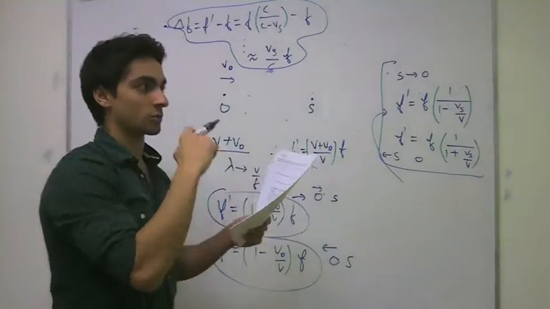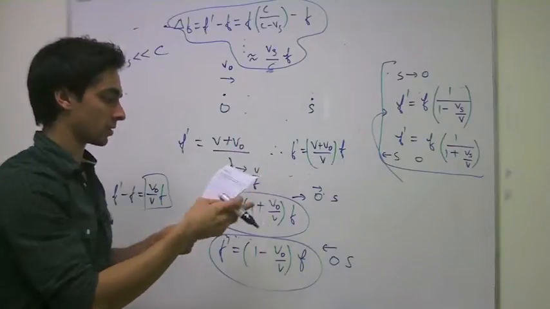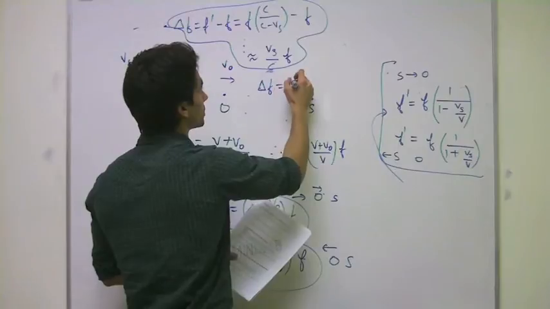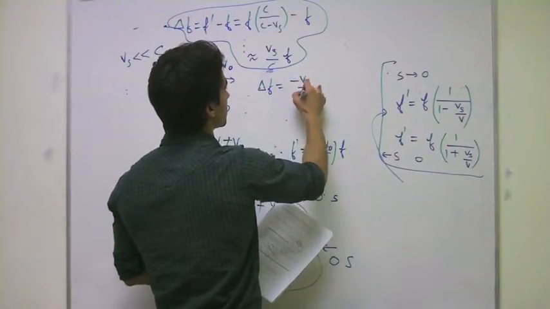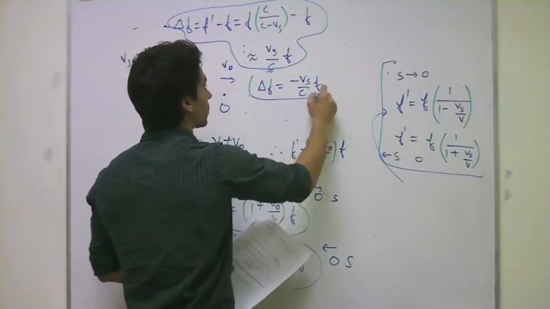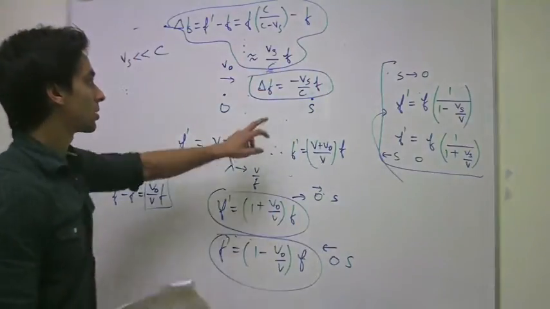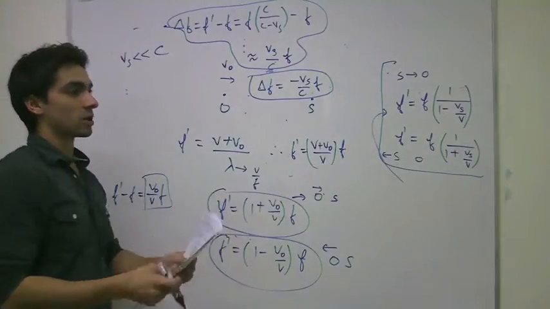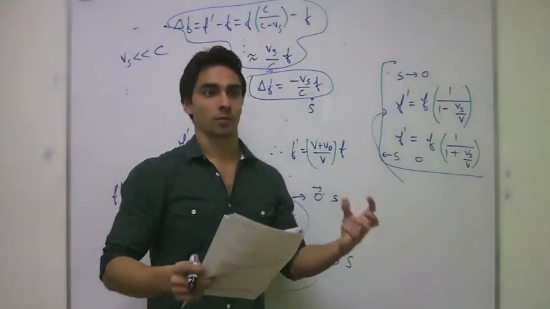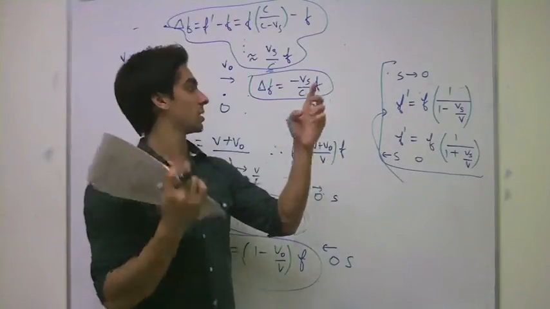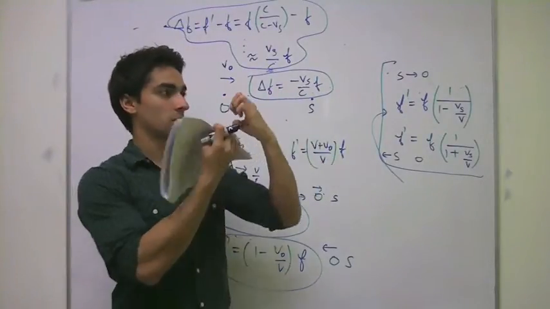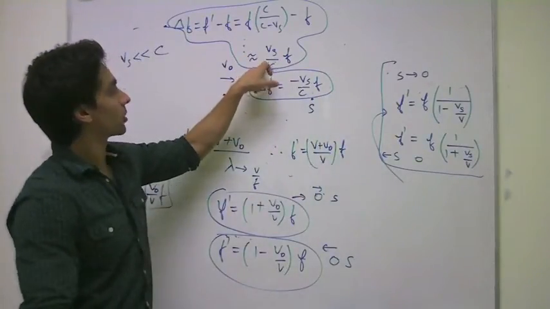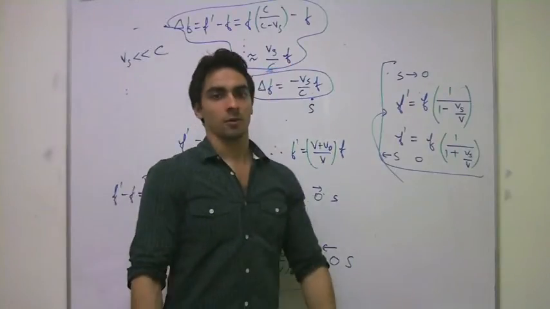Again, if the source was moving away from the observer, we would have delta f equals minus vs over c times f. Now for light it does not matter, because the speed of the source or the observer is way less than the speed of light. It does not matter if the source is moving or the observer is moving. As long as they're moving apart from each other, you will use this because the observed frequency would have reduced. If they're moving towards each other, we will use this: vs over c times f.